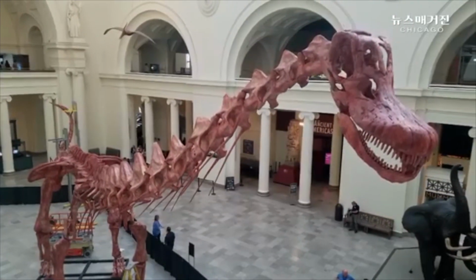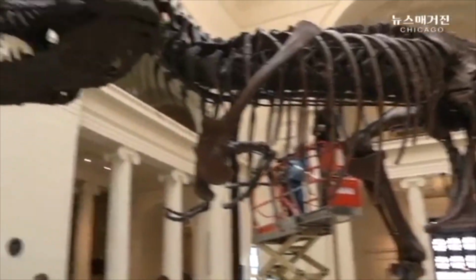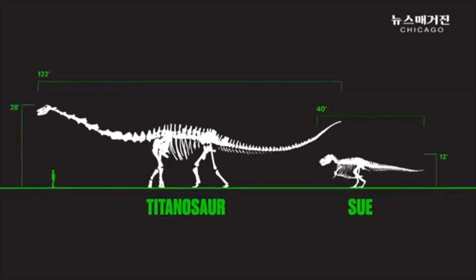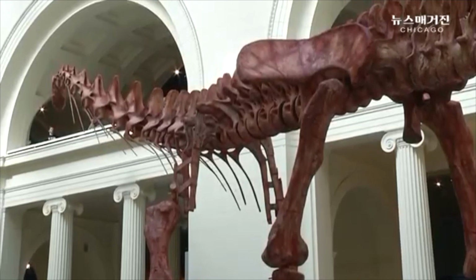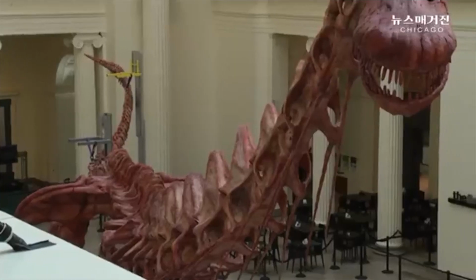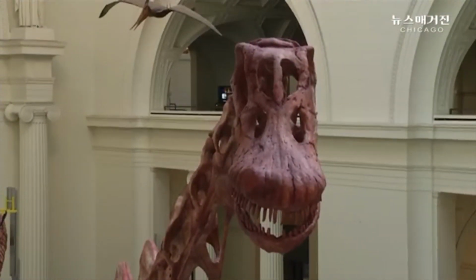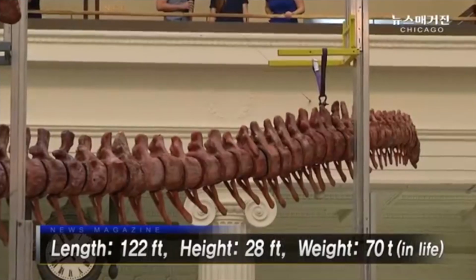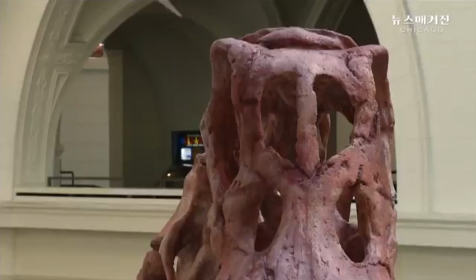Wow, this must be Maximo the Titanosaur. He's huge! Maximo is a cast of the largest dinosaur known. Maximo lived about 100 million years ago. Yes, 100 million. What? His skeleton's about 122 feet long. Comparing that to a Tyrannosaurus, which people are familiar with, a T-Rex is only about 40 feet long. In life, we think that Maximo weighed around 70 tons, which is the same as 10 African elephants. No way!